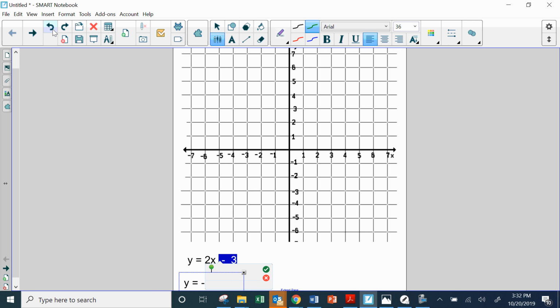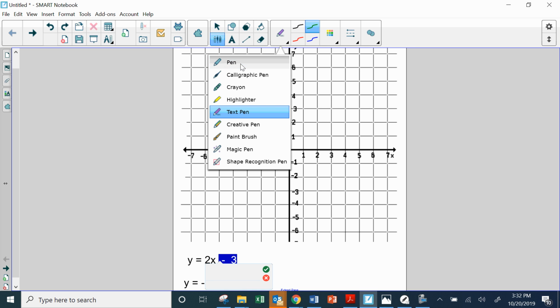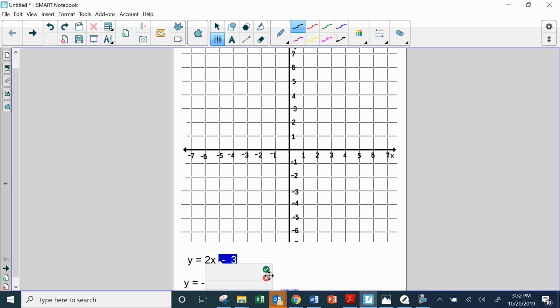Gotta change my pen. I don't want to do that though. Let's try doing this. Let's try changing it just 10. Is that going to get rid of it? Right, like that. There we go. All right, so let's try that again.